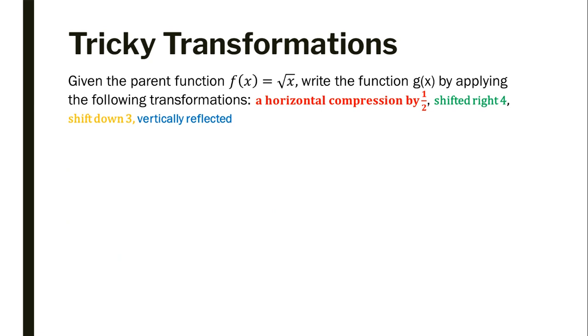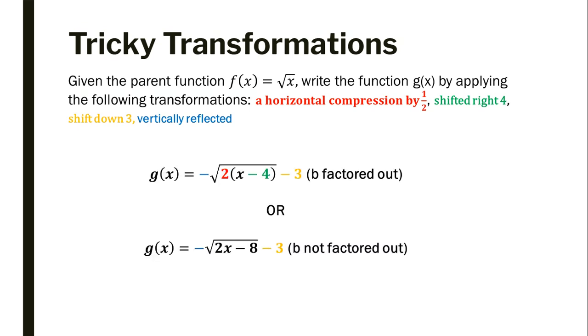This one, you're going to write the function. So we're going to do a horizontal compression by 1/2. We're going to shift it to the right 4. We're going to shift it down 3 and vertically reflect it. So we start with the parent function, and we need to compress it horizontally by 1/2. Well, we know that the compression factor for horizontal compressions is 1 over b. So that means I need to have a 2 inside the square root function, because I got to flip this.